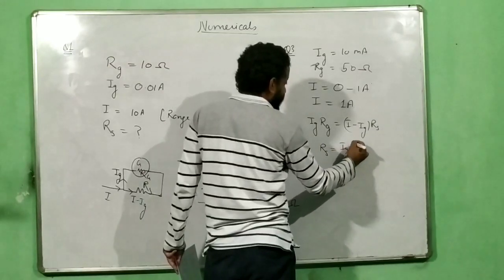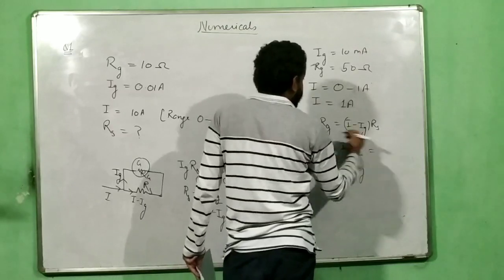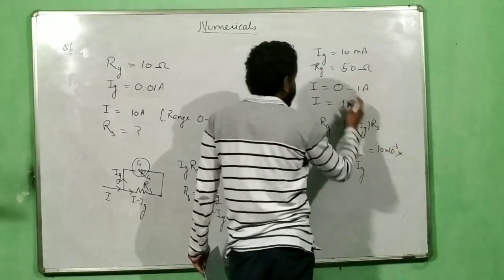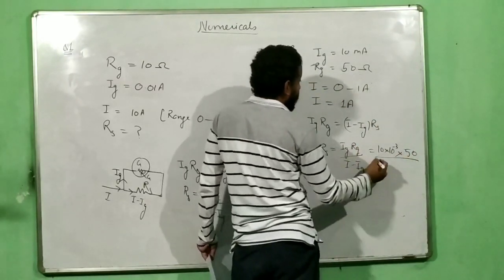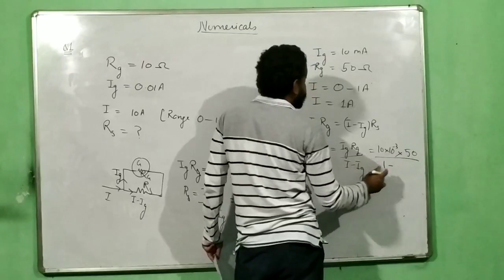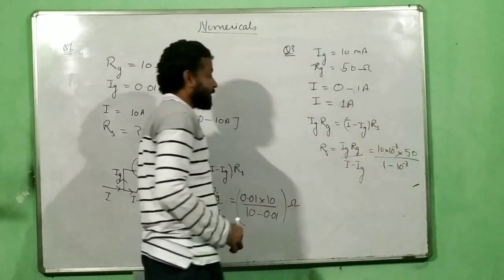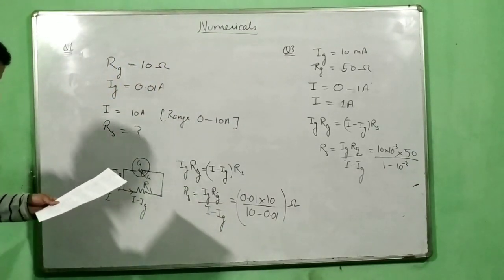Rs is equal to Ig into Rg divided by (I minus Ig), and that is equal to Ig is 10 milliampere, that is 10 power minus 3, into Rg, Rg is 50, divided by I minus Ig. I is 1. Ig is 10 milliampere, that is 10 power minus 3. You have to solve this to get the value of Rs. It's easy.